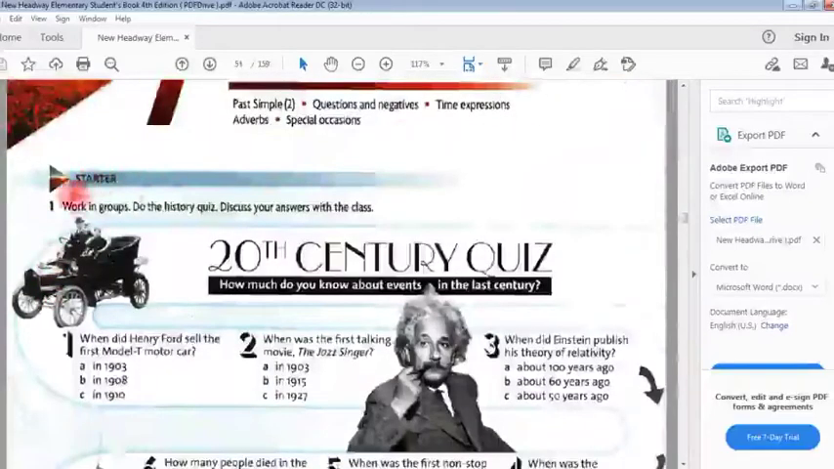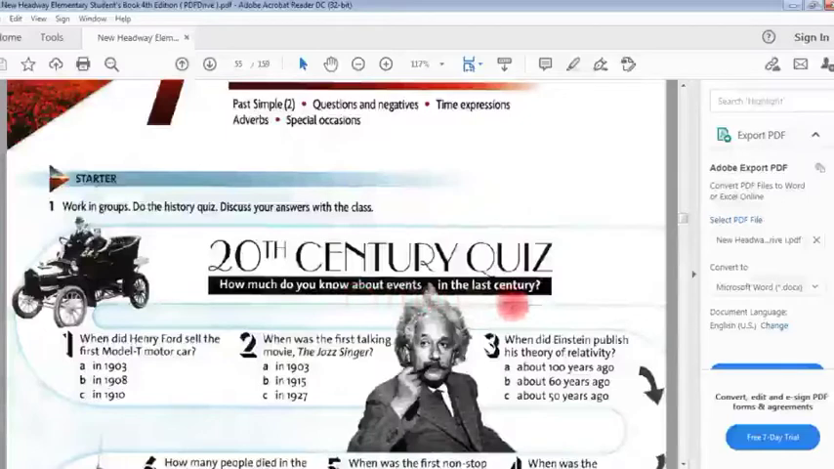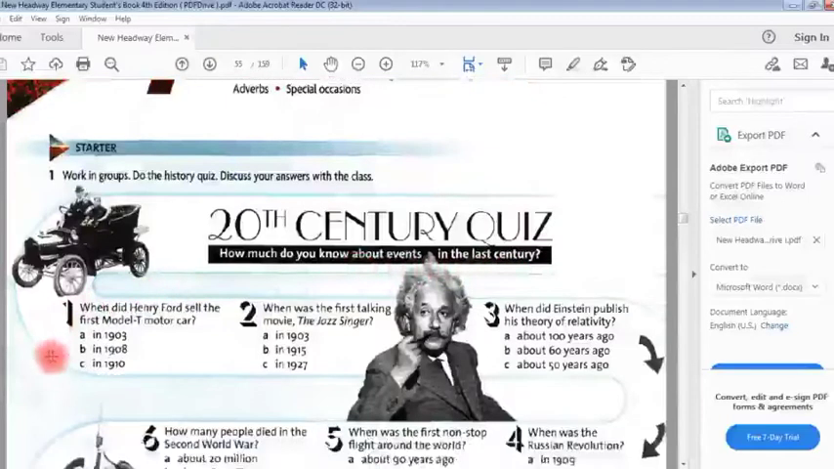Now, starter 1. Work in groups. Do the history quiz. Discuss your answers with the class. 20th century quiz. How much do you know about events in the last century? 1. When did Henry Ford sell the first Model T motor car? In 1903, in 1908, in 1910.